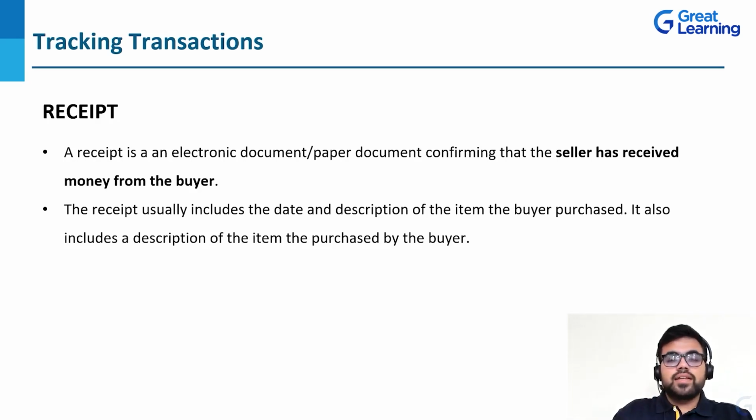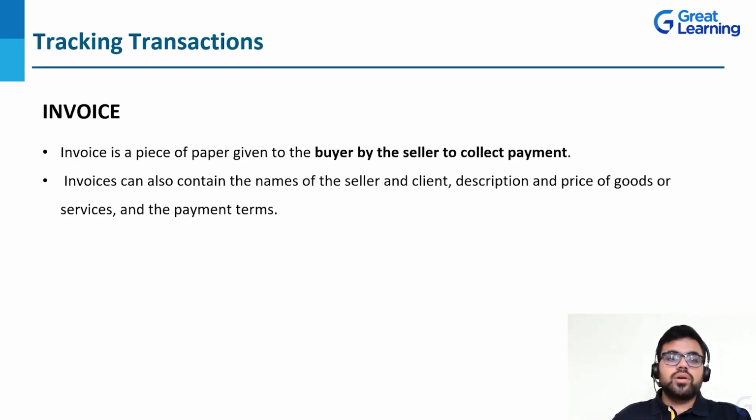Next up is the invoice. An invoice is a piece of paper that is given to the buyer by the seller to collect payment. The difference between an invoice and a receipt is that in an invoice, the payment has not been made, and the invoice is requesting you to pay that amount, while in a receipt, the amount has already been paid and you are getting an acknowledgement of it.